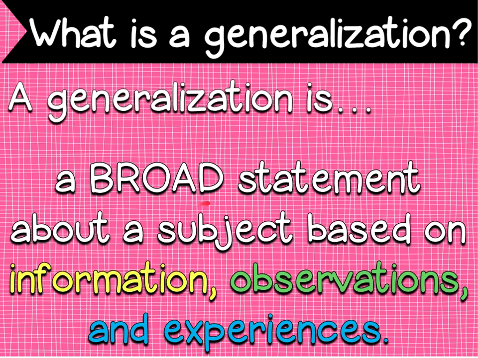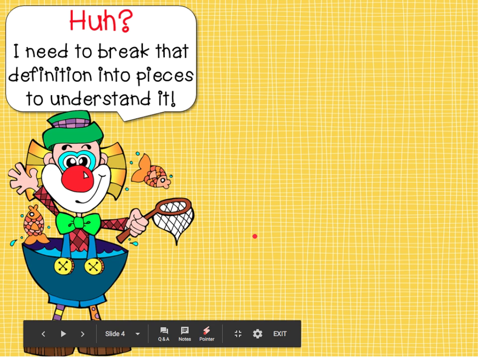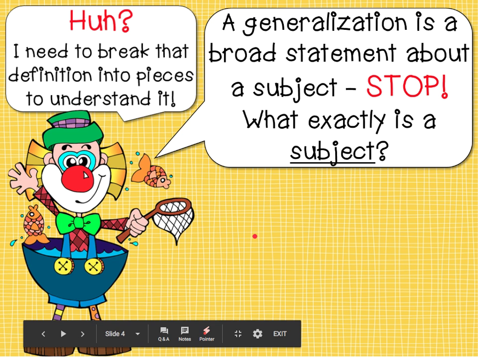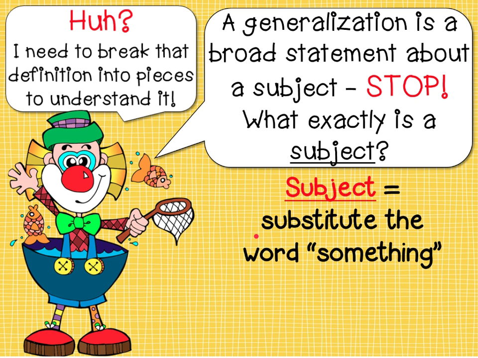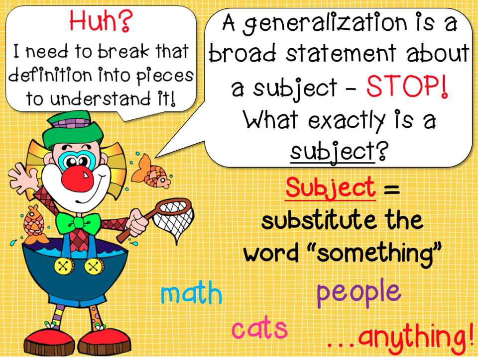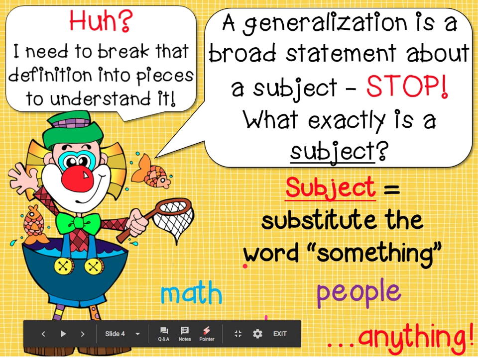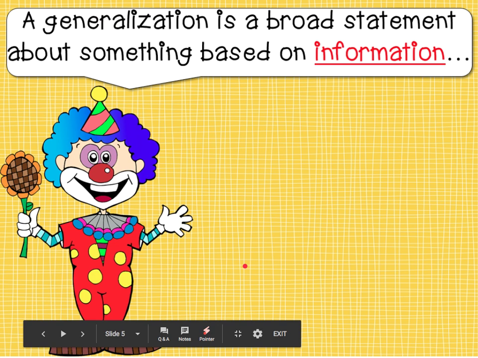So when we're talking about broad, we're talking about not very specific. The opposite of broad is specific. So it's pretty much like a big way of explaining things. But whenever we're breaking down this meaning, when it's talking about a broad statement about a subject, this is pretty much like our something, whether it's math, cats, people, these are pretty much our anything.